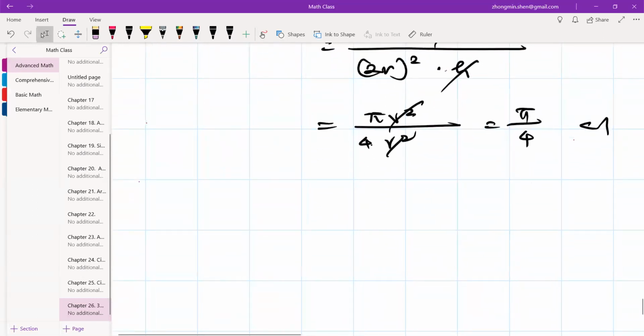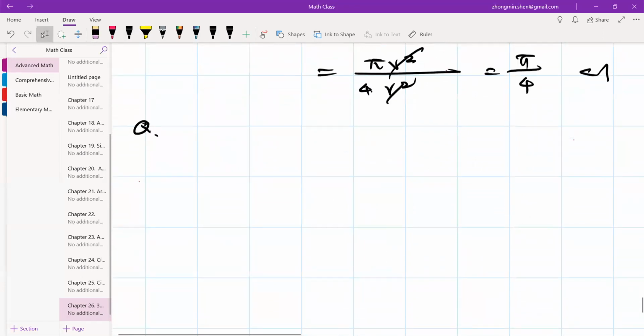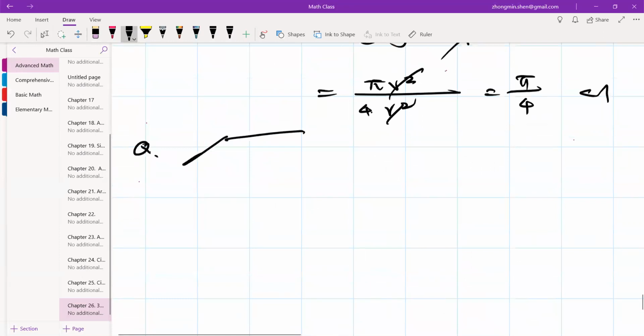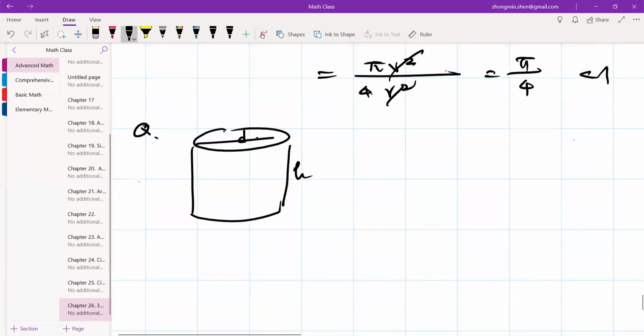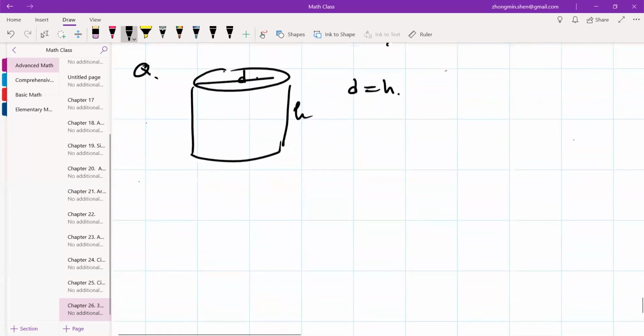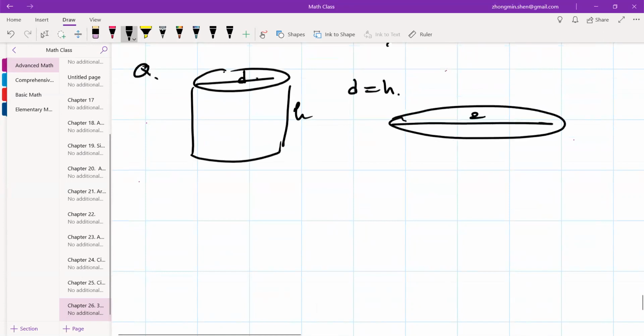So if you haven't got this number, the next one you can look at. Okay, suppose you have a cylinder, two cylinders. This cylinder, the diameter equals the height, D equals height, okay? And another cylinder, I'm going to double the diameter, so it's 2D. But I shrink the height. It'll be half of H, okay? So can you say which one has a larger volume?